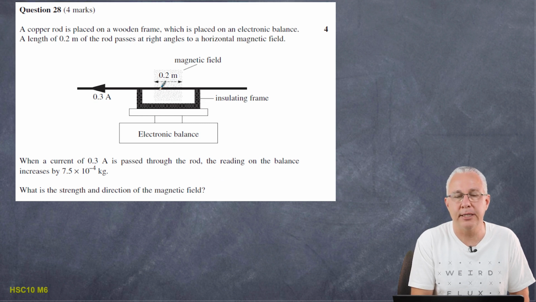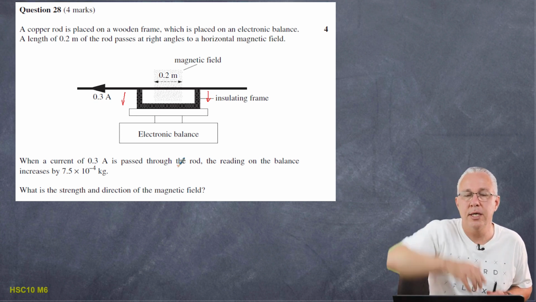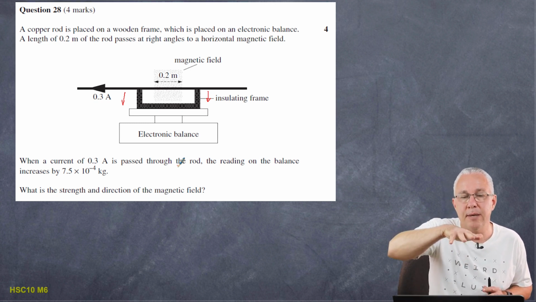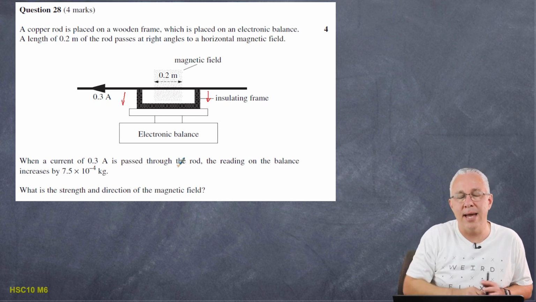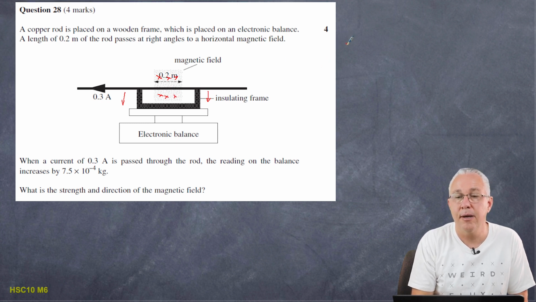First of all, we have a motor effect going on here. Since the mass reading increases, what's happening? Well, it's experiencing a force in the downward direction. Since my current is going across that direction, using my hand rule, with the force being downward and the current being that direction, the magnetic field is into the page, and the way that we draw that is by a series of crosses like so. So therefore we understand that the magnetic field is going into the page.